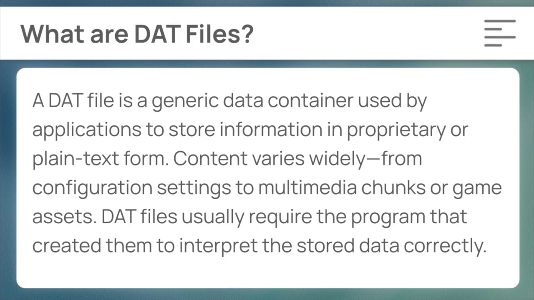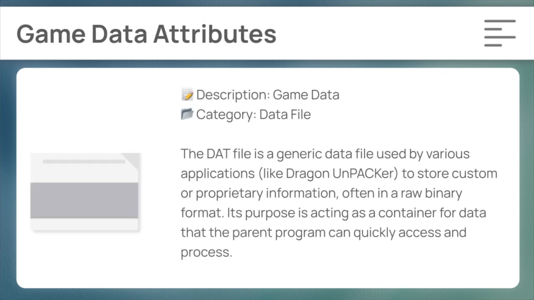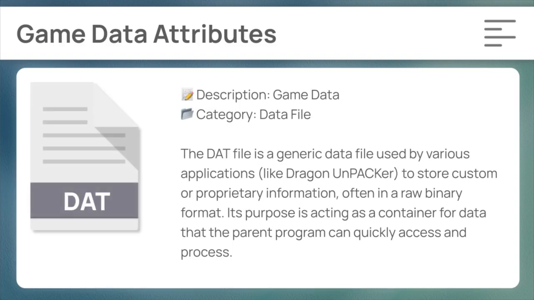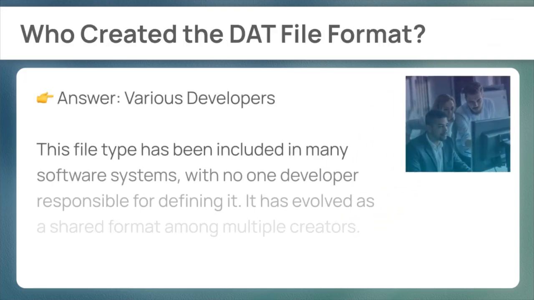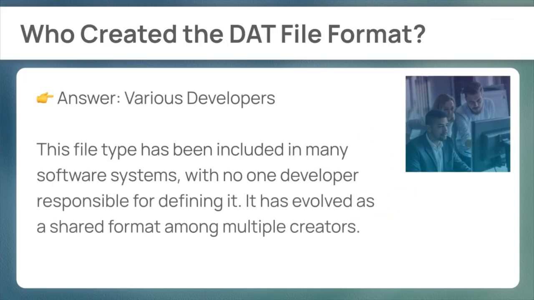The DAT file is a generic data file used by various applications, like Dragon UnPACKer, to store custom or proprietary information, often in a raw binary format. Its purpose is acting as a container for data that the parent program can quickly access and process. Developed by open source or various individual entities, the design rules are wholly specific to the application that created it.